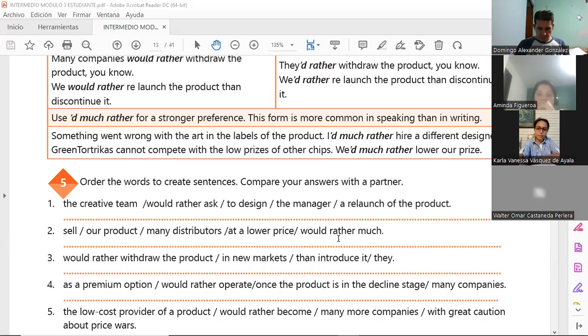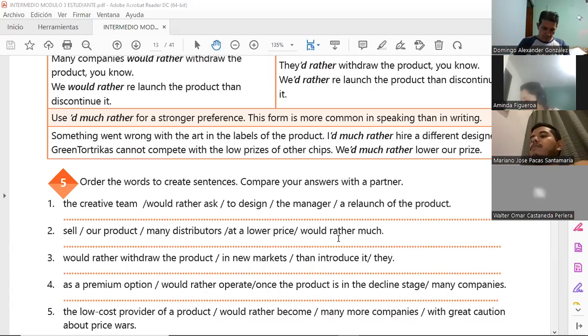Okay, good. It's excellent, but what I have here is a change in order. I will read for you. Thank you, Vanessa. Thank you very much. Many more companies would rather become the low-cost provider of a product with a great caution about world prices. Many more companies would rather become the low cost. Remember, low cost has a hyphen, right? Un guion, a hyphen. So low-cost provider of a product with a great caution about world prices.